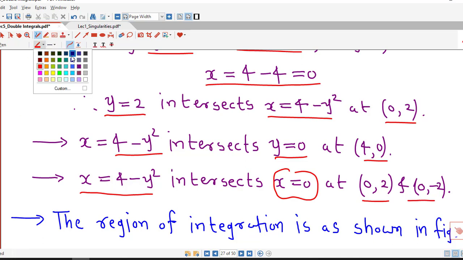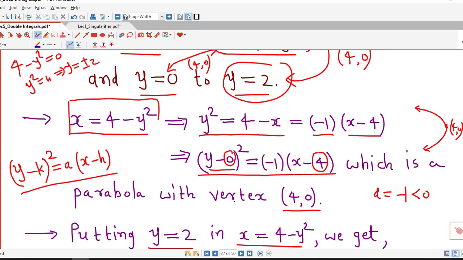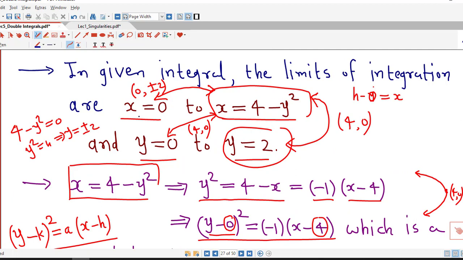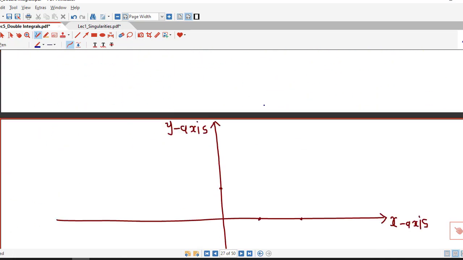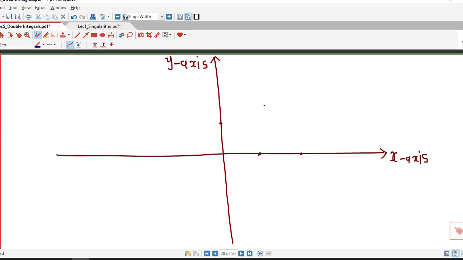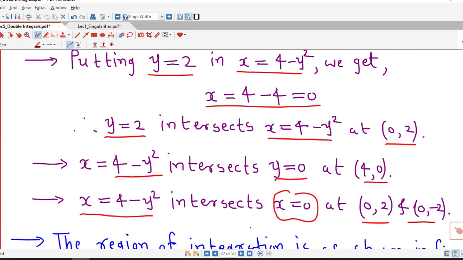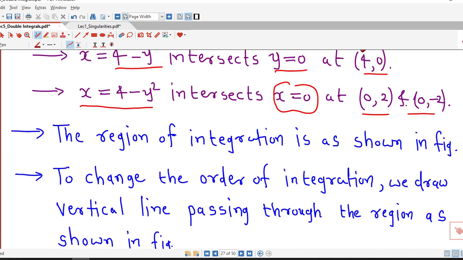So with this in mind, we can sketch the region of integration. So we have to sketch this parabola and these three lines. X equal to 0, y equal to 0 means y-axis and x-axis. So we have to draw y equal to 2, x equal to 4 minus y square with x-axis and y-axis. I have already sketched x-axis and y-axis to save time. Now we decide the maximum scale on x-axis and y-axis. On x-axis maximum scale required is 4 and on y-axis we have to go up to 2.